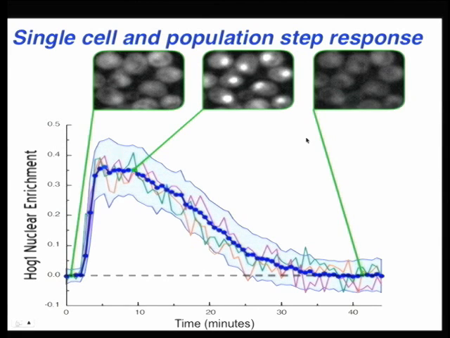The solid line here corresponds to the average over all cells in an experiment. The shaded region corresponds to the mean plus 1 standard deviation, and so it corresponds to the cell-to-cell variability within an experiment. And the jagged traces correspond to 3 single cell responses.